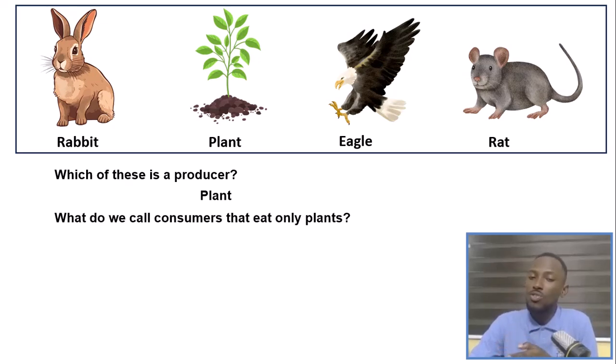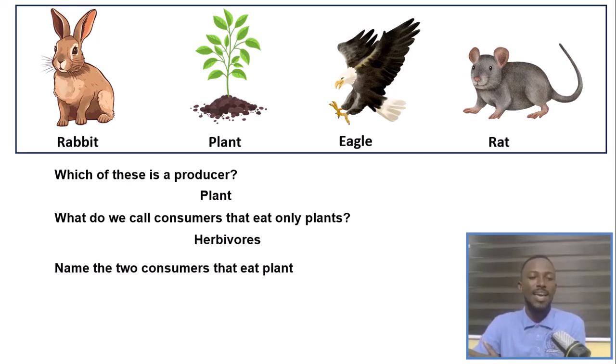Now, what do we call consumers that eat only plants? The answer is clear. Herbivores. And name the two consumers that eat plants. We have four living things here, and three of them are consumers. Which of these consumers eats plants? We have rabbits. Rabbits eat plants. And we also have rats. Rats also eat plants. And interestingly, rabbits are actually herbivores and rats are omnivores, meaning they are able to eat plant-based food and they are also able to eat flesh, yes, meat. So for the two consumers that eat plants, we have rabbits and rats.